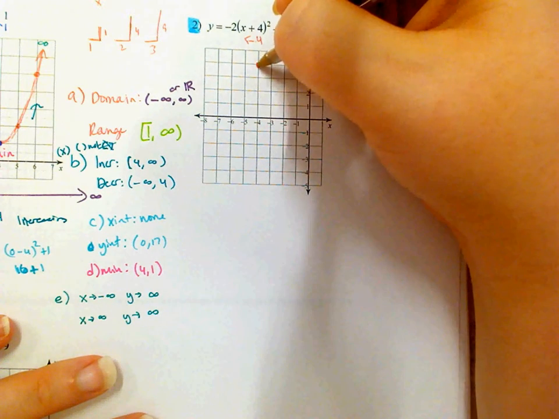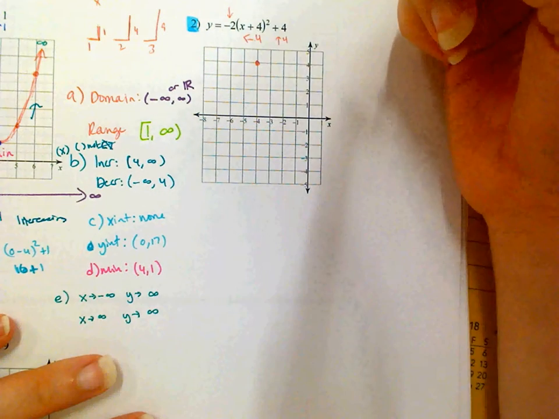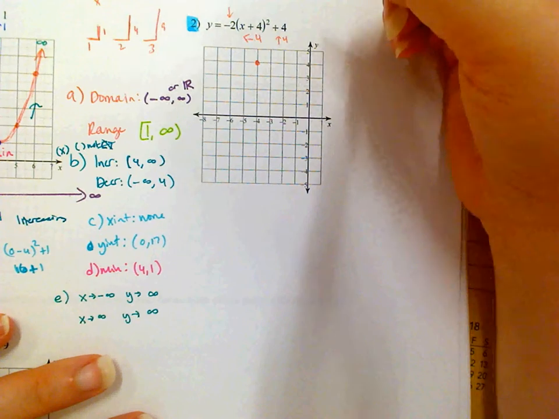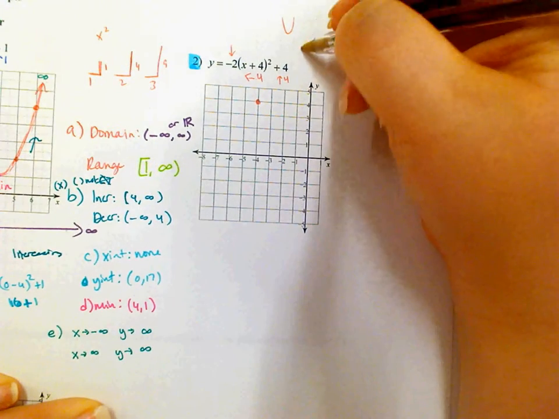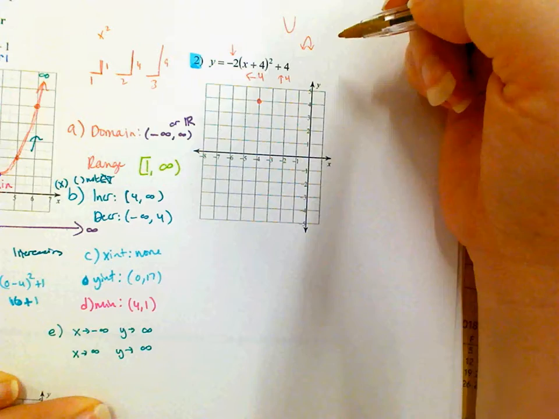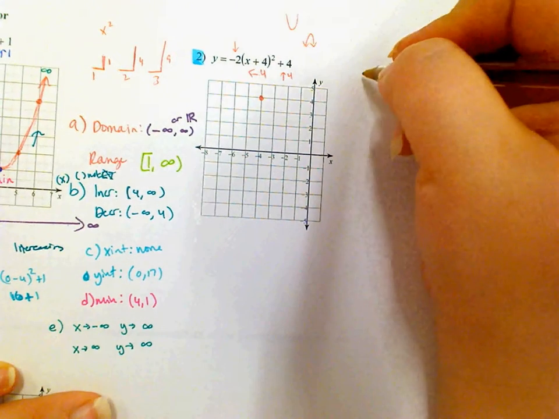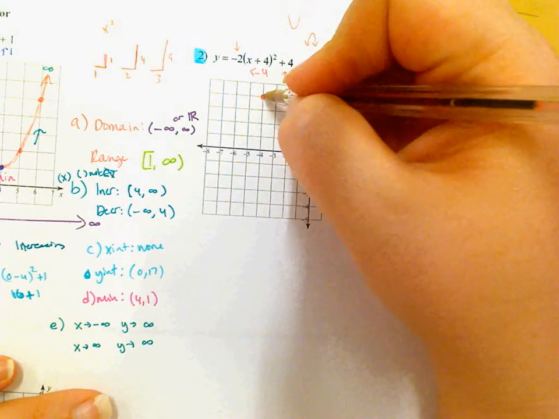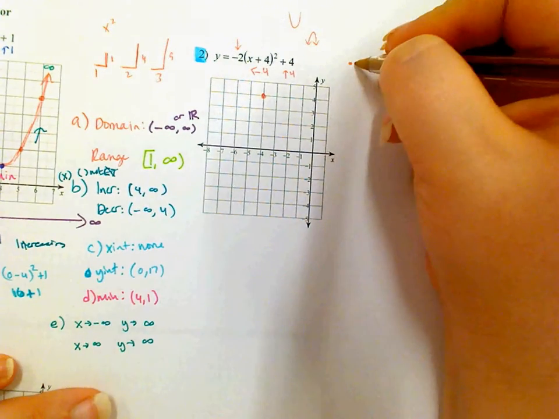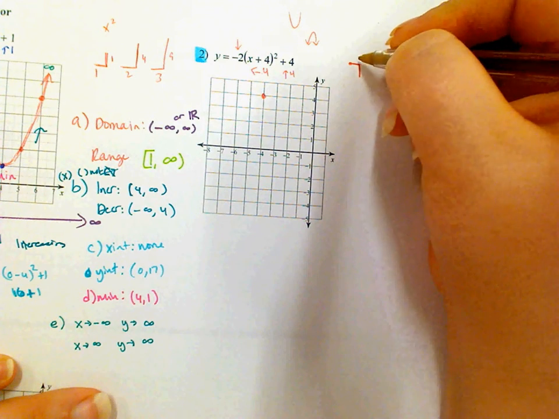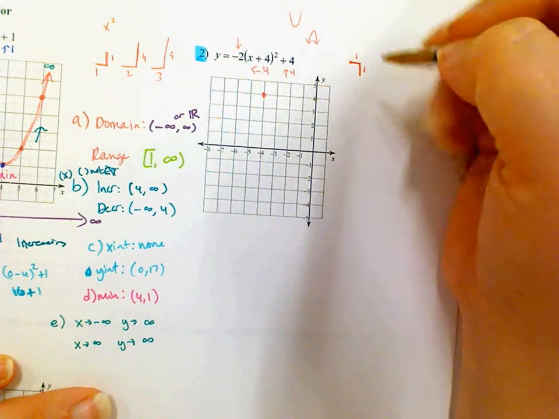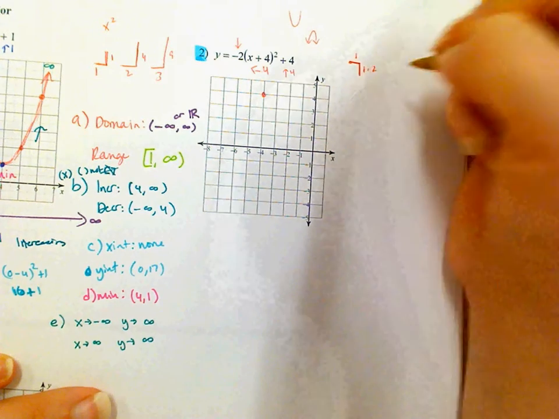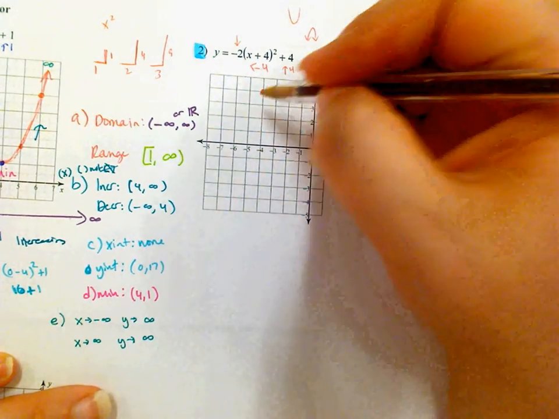But having a negative 2 in the front, a negative flips it over, so instead of the parabola going up, it will now open down, right? And then the 2 stretches it. So normally I would go over 1 and up 1. I'm going to go over 1 and down 1 because of the negative, but I'm going to multiply that by 2. So I know I'm going to go over 1 and down 2.